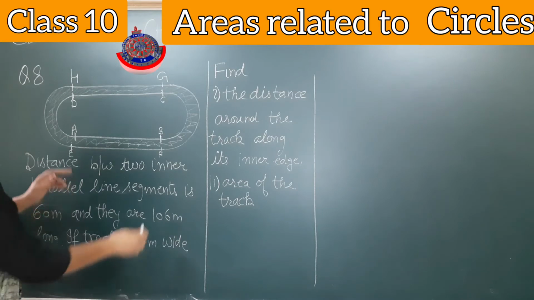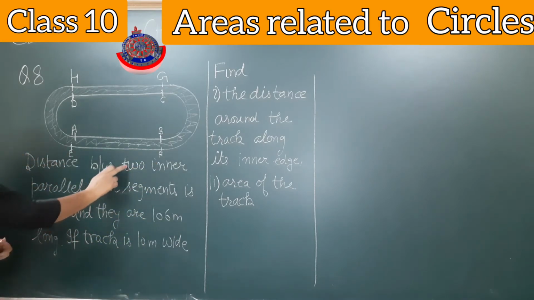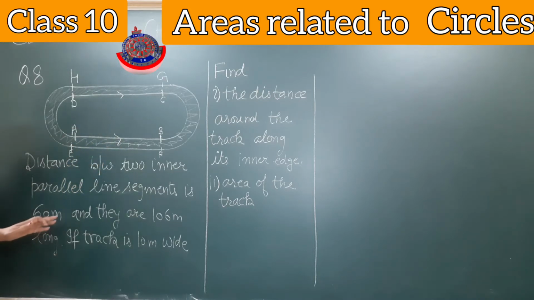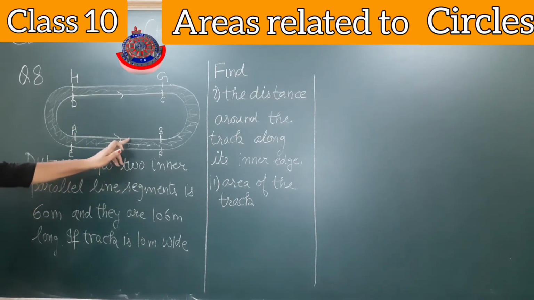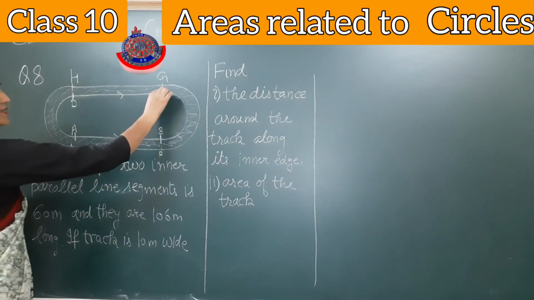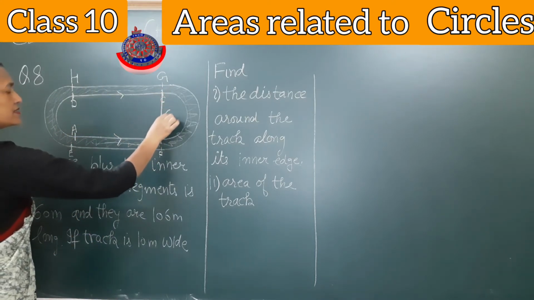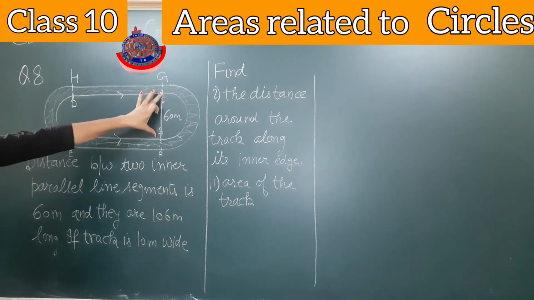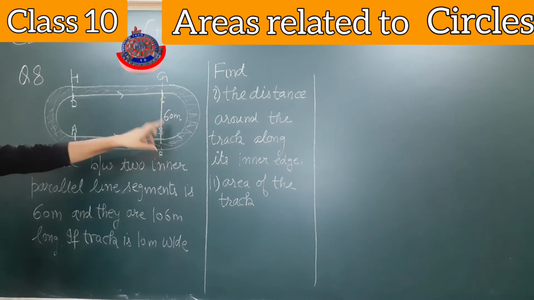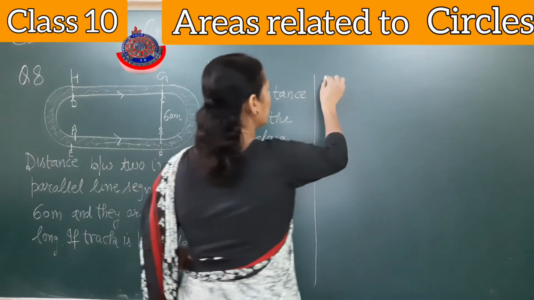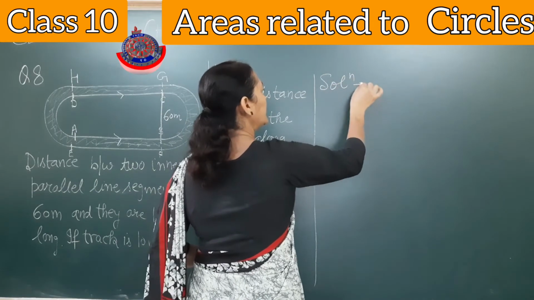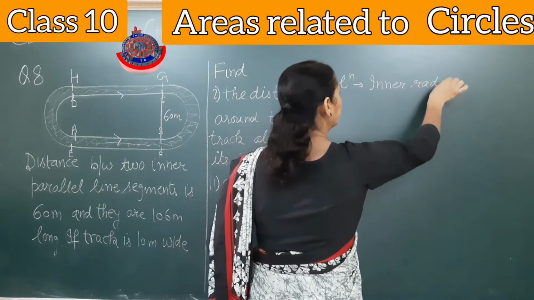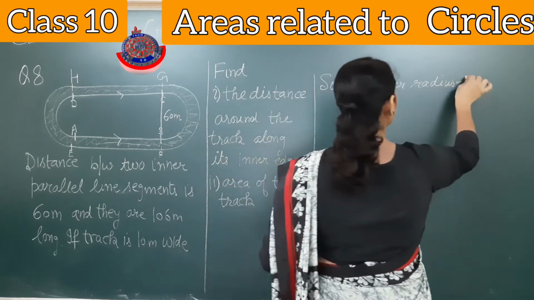It is said that these two line segments are parallel to each other and the distance between these two inner line segments is 60 meter. Means this distance is 60 meter. That means we can say that inner diameter is 60 meter. If inner diameter is 60, that means inner radius will be 30. This is given to us.